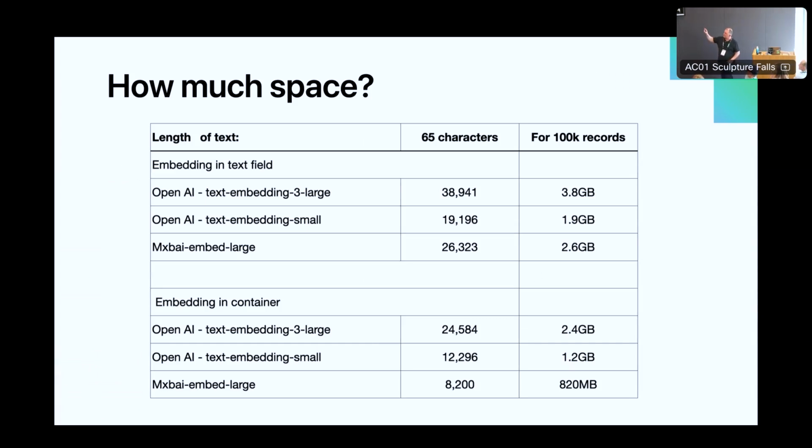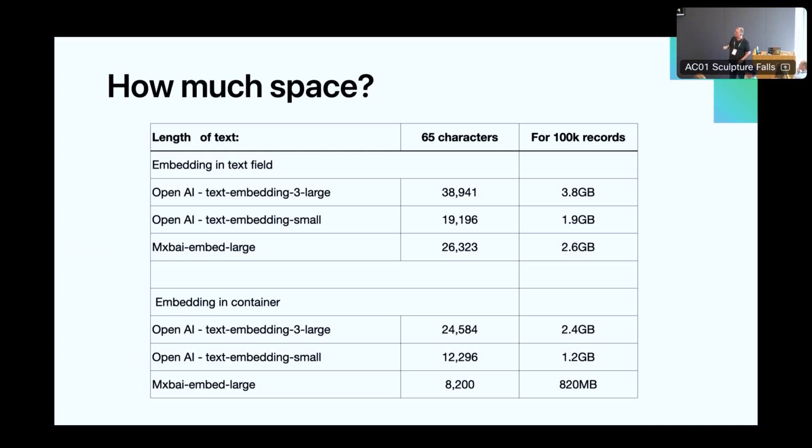Okay, so this is for 65. What I used was I embedded a 65 character chunk of text, and this is for the individual embeddings. In a text field, if I used a large OpenAI model, the embedding itself is just under 39,000 characters. That's, if you think about it, the embedding for 65 characters of text.